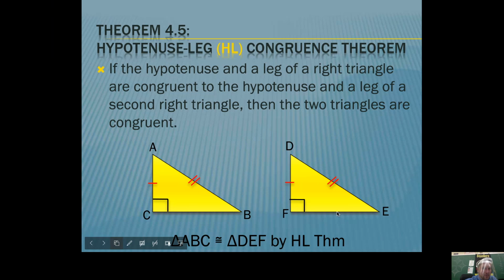it does. So instead of calling this the SSA postulate, since it doesn't work most of the time, we're going to call it the HL congruence theorem. And the reason we do that is we have congruent hypotenuses and we have congruent legs. When that happens, your two triangles are congruent.